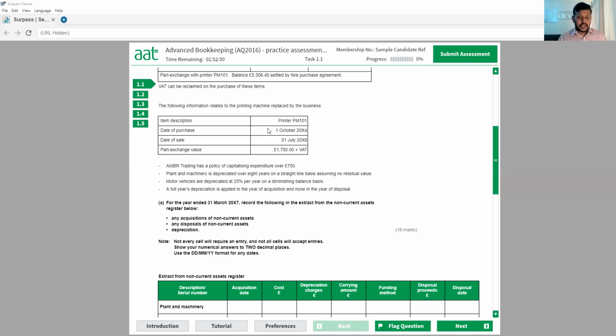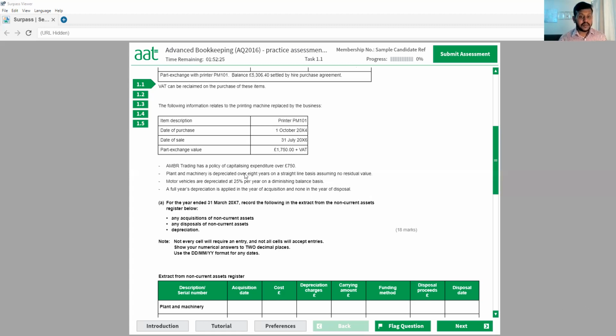All right, item description: printer PM101, date of purchase 1st October 2014, date of sale 31st of July 2016, part exchange value 1750 plus the VAT. Again, if the company is VAT registered, we don't have to worry about the VAT. We have to ignore the VAT. Be very careful with that. And then we have some more information.